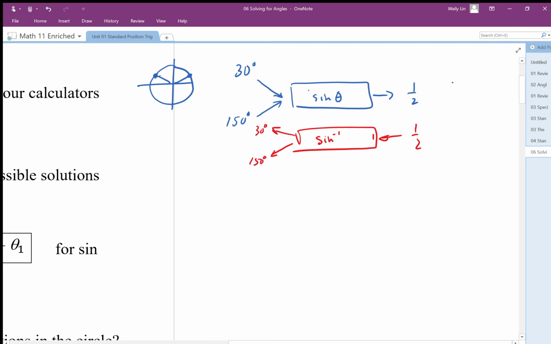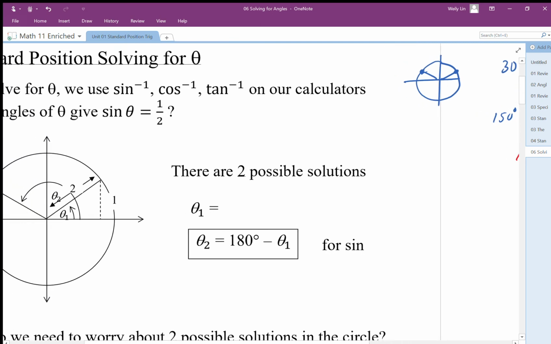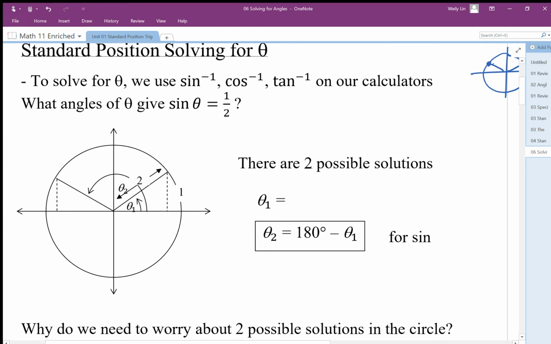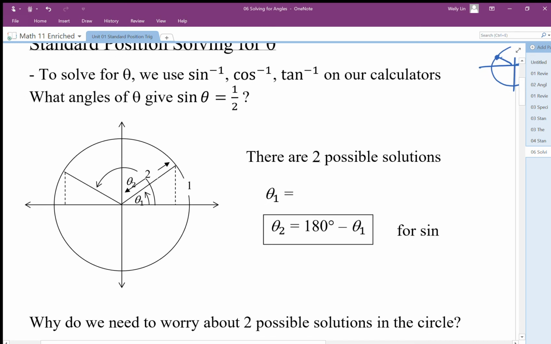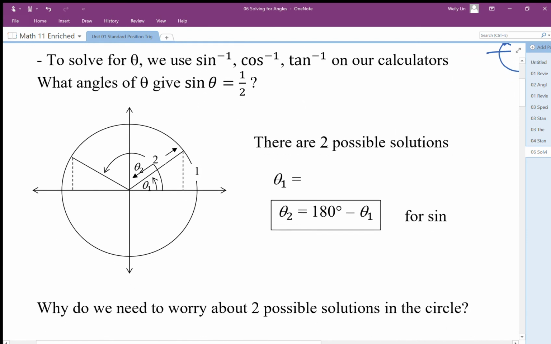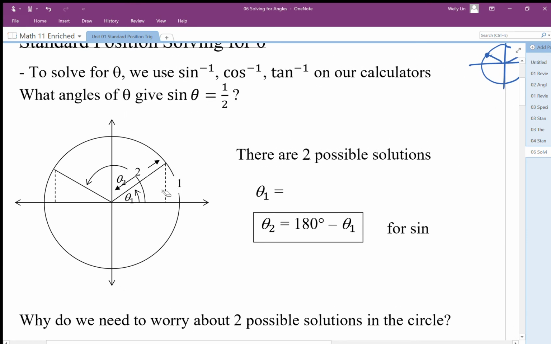Okay, in fact, we have to always consider two angles when we are using our arc tan, arc cos, and arc sine. So in this case here, our sine theta is 1/2. So we have our opposite over hypotenuse, or our y over radius, 1/2 in this position here. And we also have 1/2 in this position here. There are two possibilities.